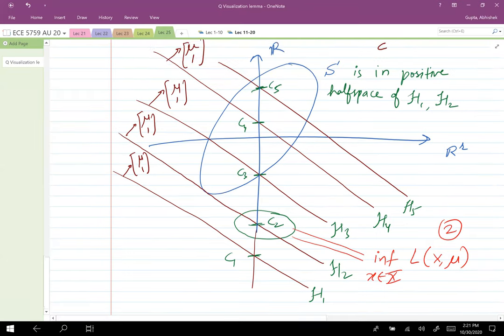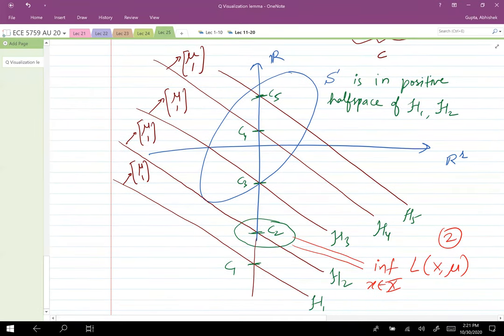Any question on this second visualization lemma? Are you convinced that this is equal to the infimum of the Lagrangian? Maybe it's not that obvious. Professor, can you explain a little more about the infimum part? Yeah. So let me explain a little bit more about the infimum part.